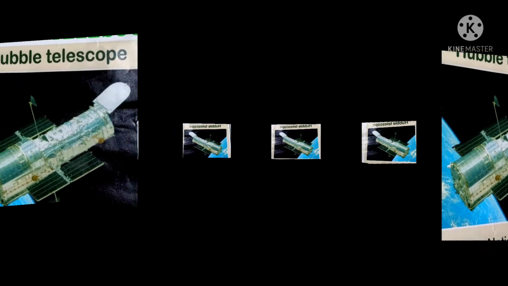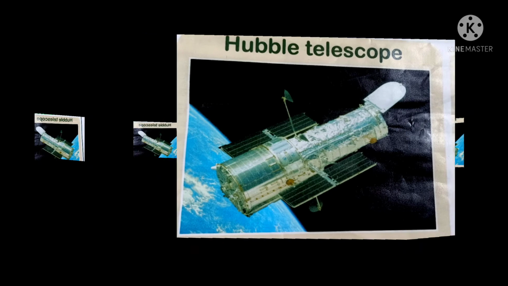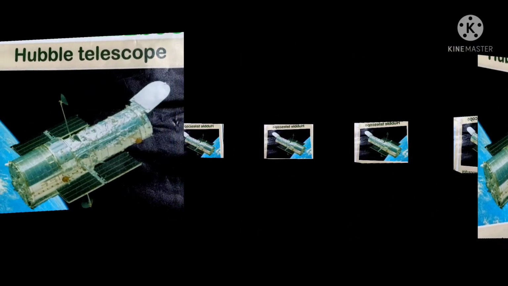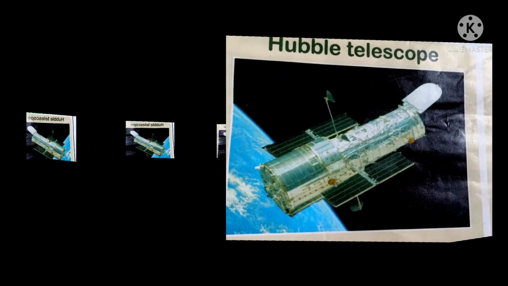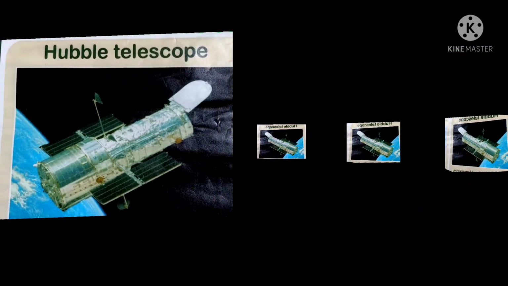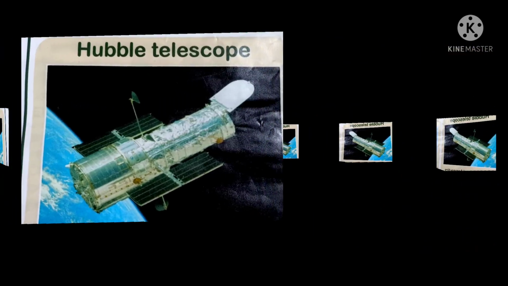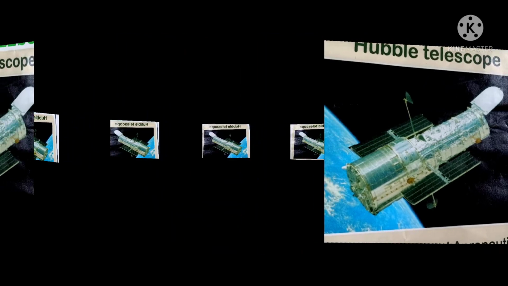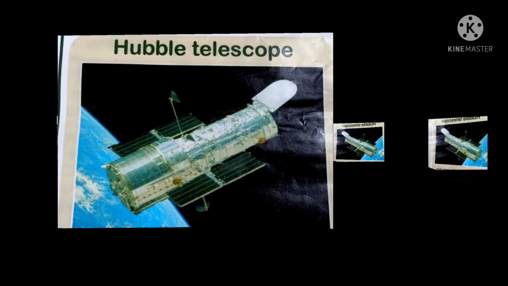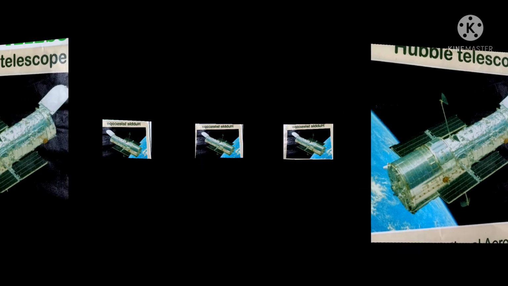So now scientists have launched many telescopes in space. The Hubble telescope is one such telescope, launched by NASA in 1990. Its diameter is 94 inches and it orbits at a height of 589 km, which helps us to make so many discoveries.